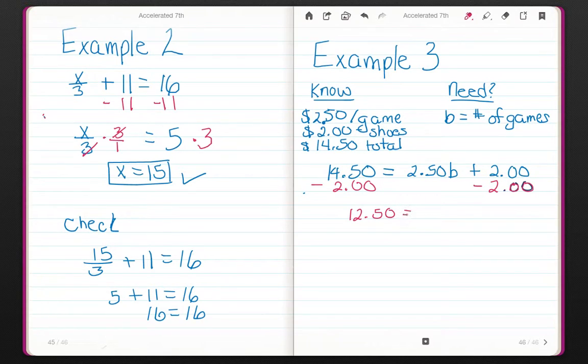$12.50 equals $2.50 times B. Now I'm going to divide both sides by $2.50. And B equals 5. So I bowled 5 games.